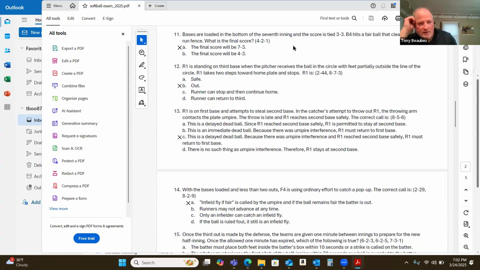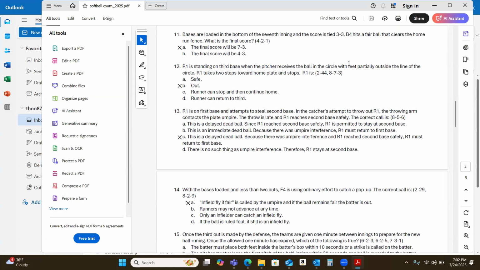Okay, number 12, R1 is standing on third base when the pitcher receives the ball in the circle with feet partially outside the line of the circle. R1 takes 2 steps towards home plate and stops. What's the ruling? R1 is out. Why is that, Carl? Just partially in the circle. Correct. If you have anything inside the circle, you're inside the circle. Therefore, that runner is stuck.